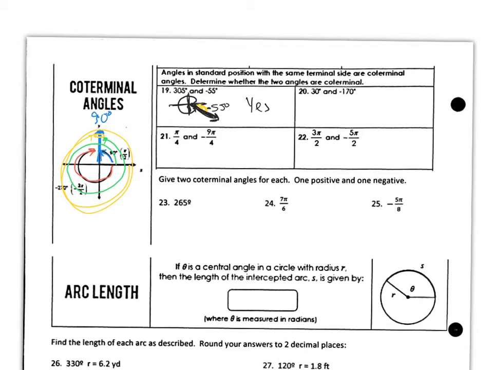If we think about 30 degrees, so 30 degrees would be right up here, and we just go right there. Now, negative 170. Nope. All right, that's going to be over here somewhere. Not quite to negative 180, so this is a no.